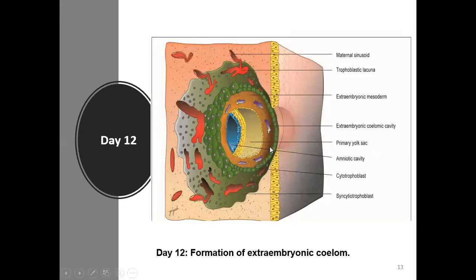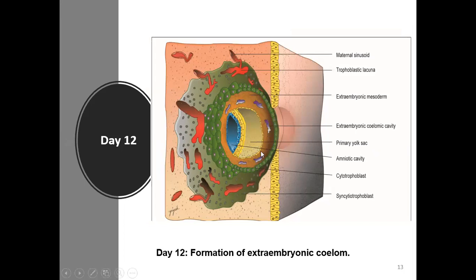So now over here you can see what are the other changes, that the lacunar spaces have developed in the syncytial trophoblast. They are filled with the blood. So the syncytial trophoblast has already invaded the maternal capillaries. So the lacunae get filled with the blood.